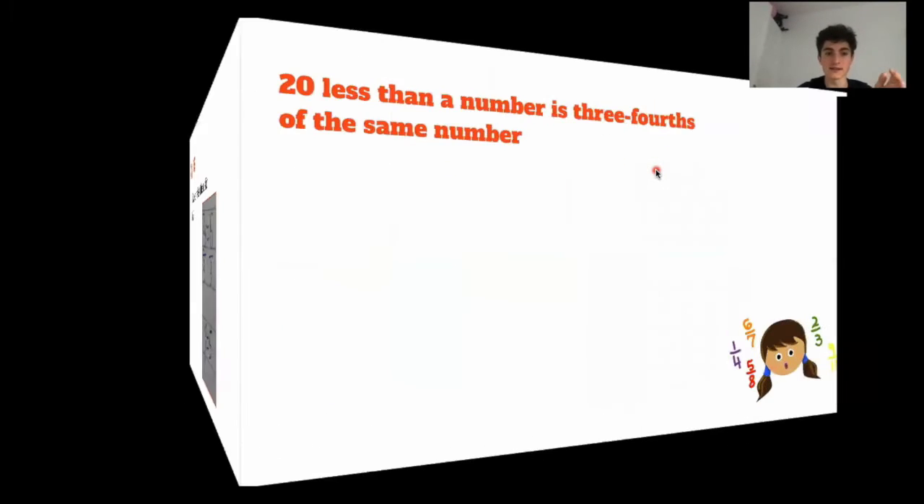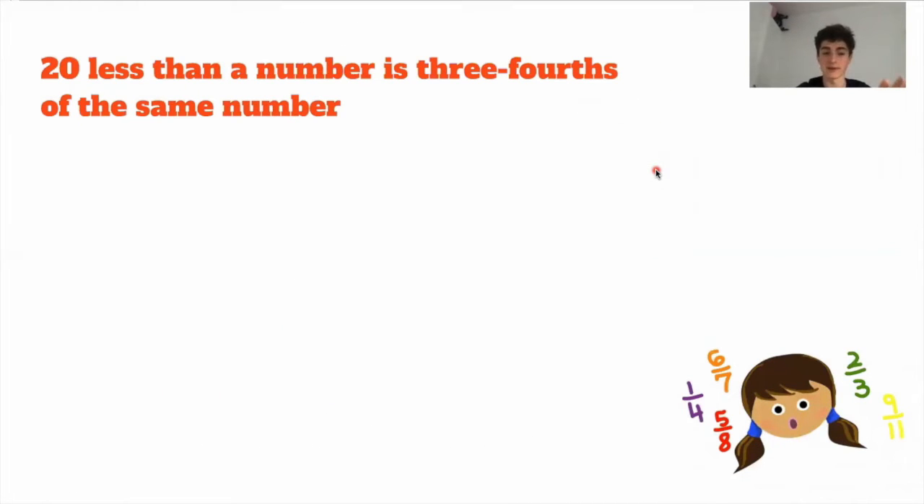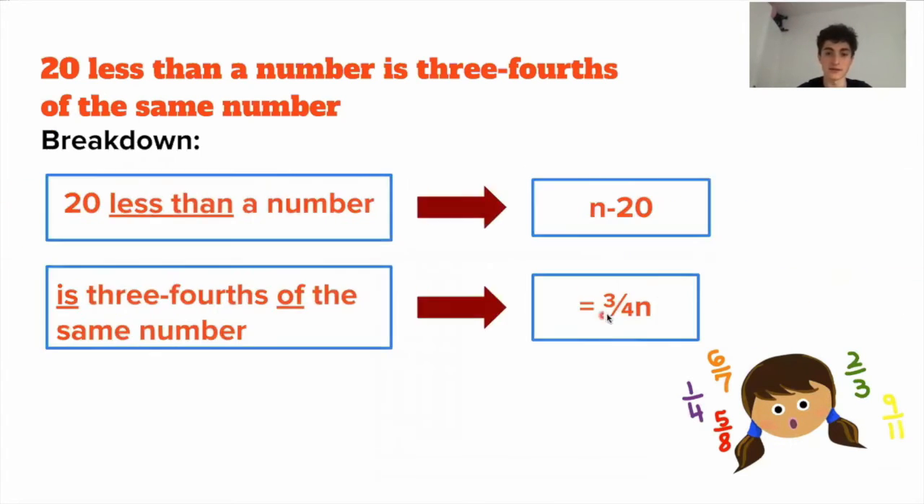So, 20 less than a number is 3/4 of the same number. Our first step is to break down our problem into parts to make our equation. So let's set the number we're looking for as n. The words less than tell us that we are subtracting 20 from n, so we can represent this as n minus 20. Now we can look at the other part of the problem, 3/4 of the same number. 3/4 can be represented as 3/4, and the word of tells us that the 3/4 is multiplying something. So far, we have 3/4 times the same number, and since the number isn't changing, we can also represent this as the letter n. So this phrase translates into 3/4 n.